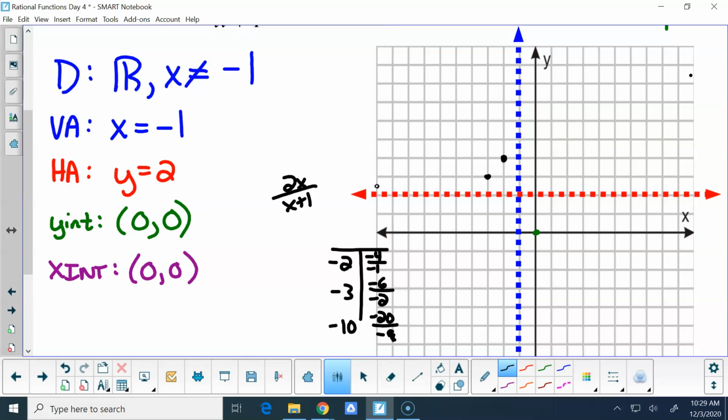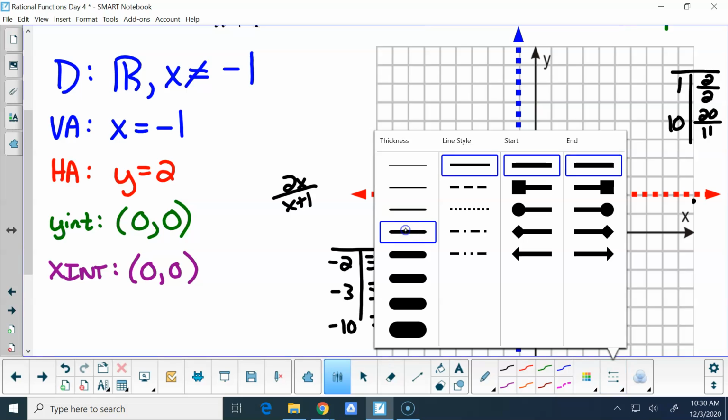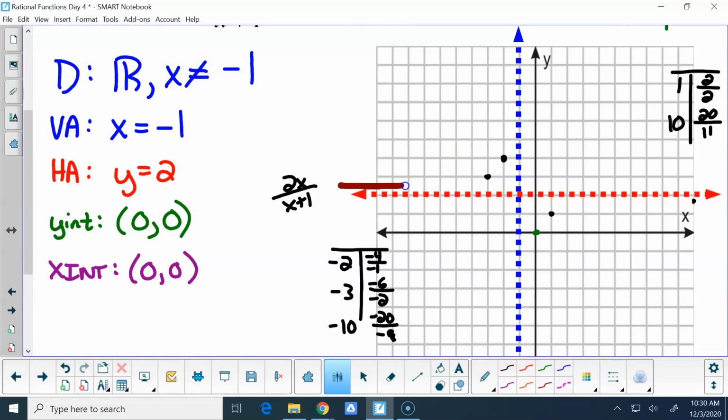Then we have this zone to do. Again, we already have a point at 0, so I don't need one there. We could try 1 then. 2 times 1 is 2. 1 plus 1 is 2. That's going to be 1. Right there. Then we could go out to positive 10. 2 times 10 is 20. 10 plus 1 is 11. 20 divided by 11 is 1.9. It is nice to have 3 points in each zone. And so now we have enough points to graph our line, or excuse me, graph our function.